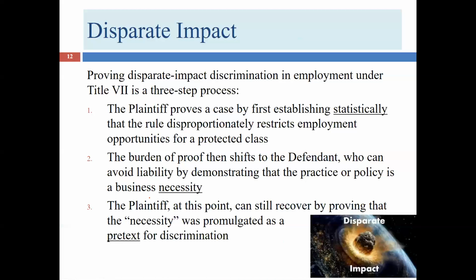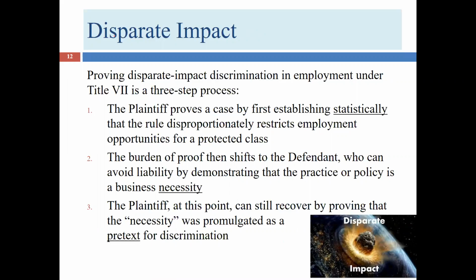So let's look at number one. This is the equivalent of the prima facie case in disparate impact cases. The plaintiff is going to have to present statistically significant evidence that this neutral policy actually statistically impacted the protected class of which I am a member, since I'm the plaintiff. And so that would be the first piece of evidence. That's the prima facie case.